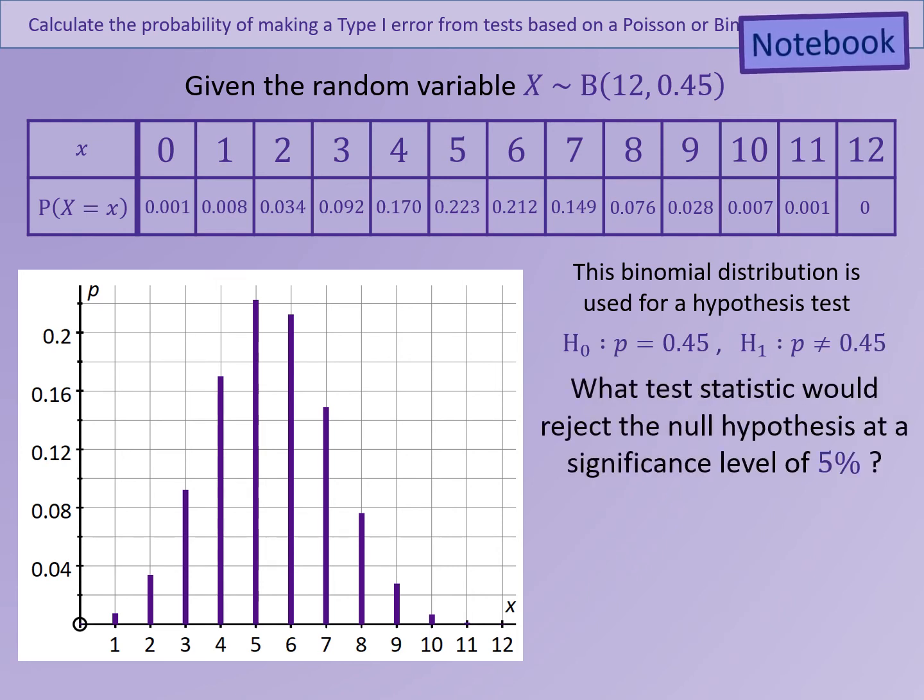We're now going to consider a binomial distribution hypothesis test with a null hypothesis of p is 0.45 and an alternative hypothesis that p does not equal 0.45. So we can see that this would be a two-tailed test. If we wanted to know what test statistic we would observe to reject the null hypothesis at a significance level of 5%, we need to divide this by 2 and consider the 2.5% at each end of the distribution.